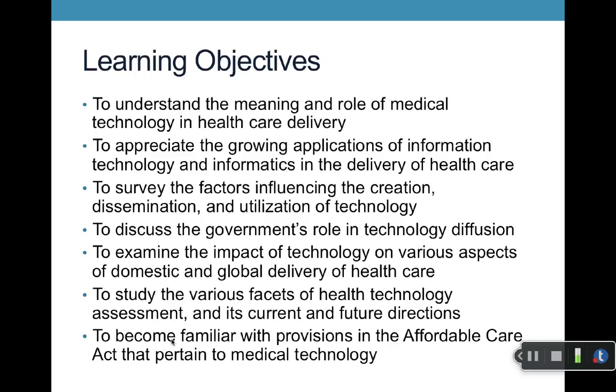advances in other kinds of technologies, whether it be in medical devices or in the development of new pharmaceuticals, to look at all of the different ways in which new technologies have been developed and have been diffused across the U.S. healthcare system, and how that impacts healthcare not just in this country, but also at a global level.